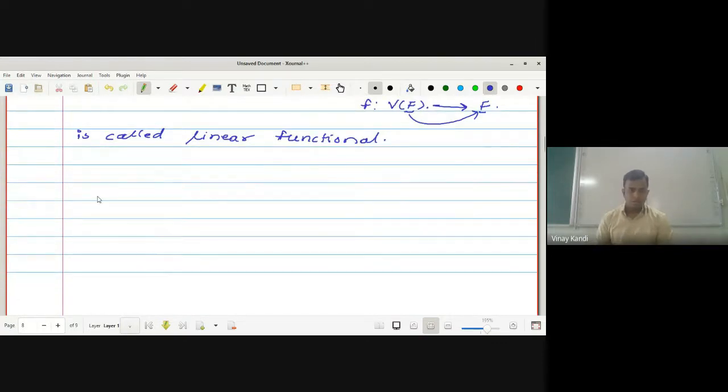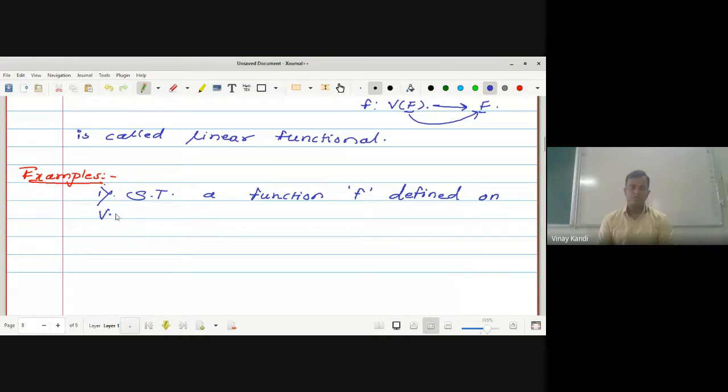Now look at some examples. First one: show that a function small f defined on the vector space F^n into capital F by f of x1, x2, up to xn.